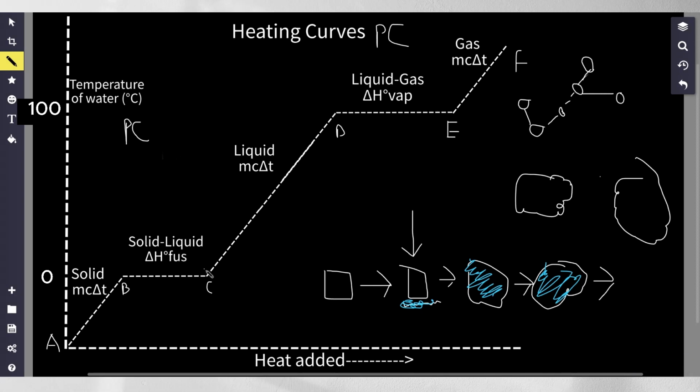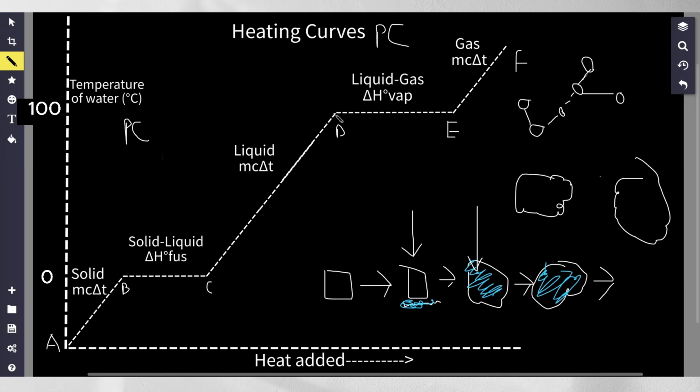Now let's keep adding heat. Okay, so we are at this liquid phase. We are completely melted. We are at point C, and we are continuing to increase our heat. Continuing, and we are reaching our boiling point, which is point D.